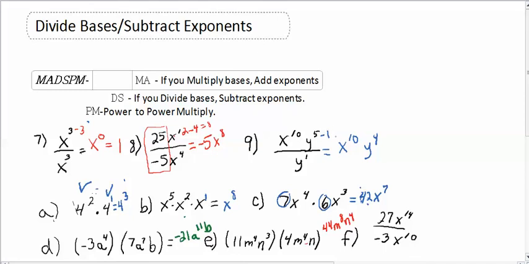And the last one. This one is a dividing problem. First of all, I'm going to take care of my numbers first. So now I have 27 divided by negative 3. I'm going to take care of that first, and I get a negative 9. And now I have the x's. We have an x to the 14th and an x to the 10th. They're dividing bases. I'm going to subtract, 14 minus 10 is 4, so I have x to the 4th power. Okay, so that is dividing bases. You're going to subtract exponents.